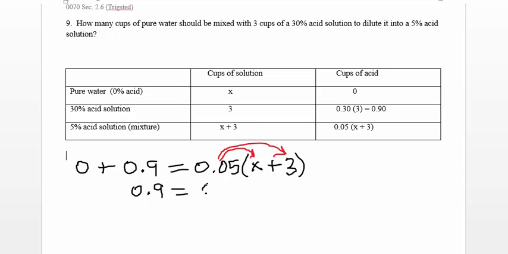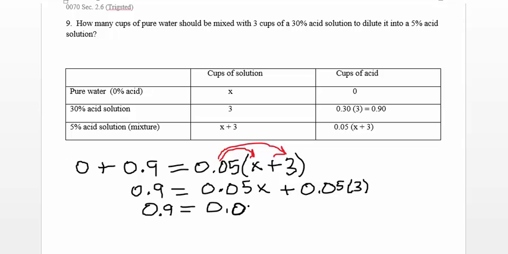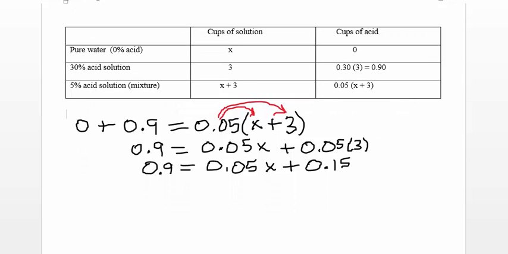So we have 0.05x plus 0.05 times 3, which is, next line, we get 0.9 equals 0.05x plus 0.15. And we want to solve this for x. Now, it may actually help us in what we need to do next. It's not necessary, but it may help make our next step a little more clear.